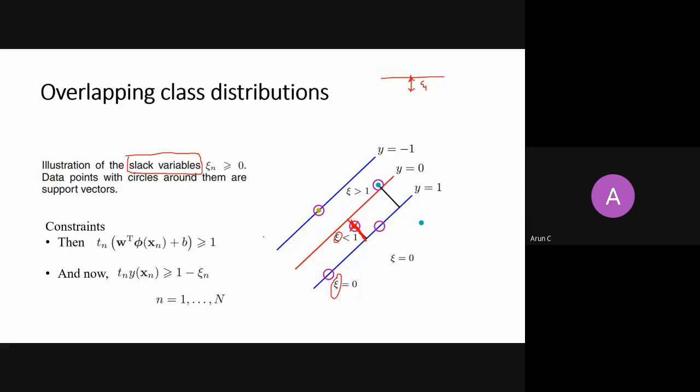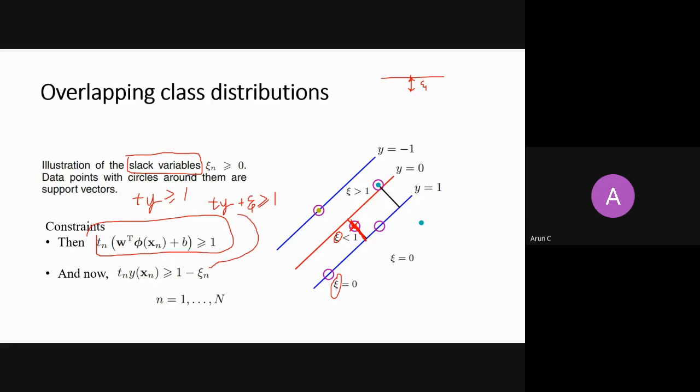We have discussed all this in detail yesterday. There were some modified constraints. At first, for hard margins, the constraint was like this: if everything is correctly classified, then t multiplied by y should be greater than or equal to 1, right? But now I am saying it is t multiplied by y plus psi should be greater than or equal to 1.